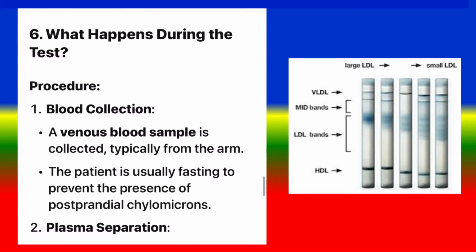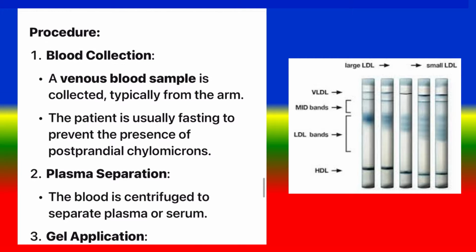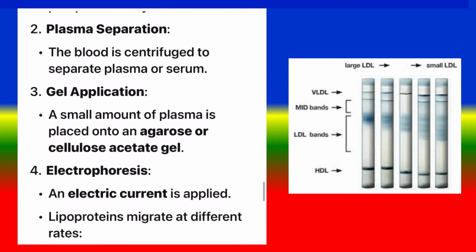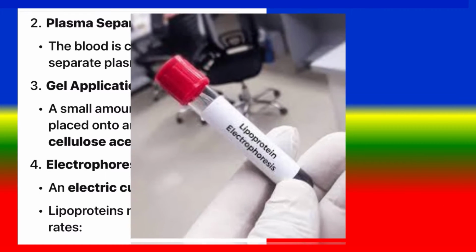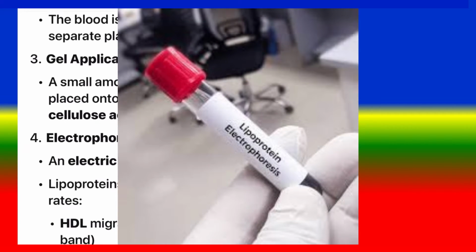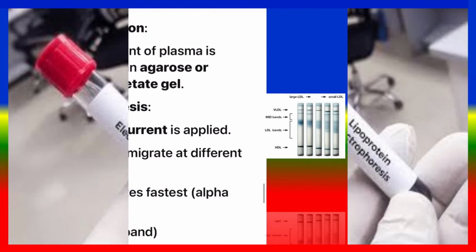6. What happens during the test? Procedure. 1. Blood collection. A venous blood sample is collected, typically from the arm. The patient is usually fasting to prevent the presence of postprandial chylomicrons. 2. Plasma separation. The blood is centrifuged to separate plasma or serum. 3. Gel application. A small amount of plasma is placed onto an agarose or cellulose acetate gel.